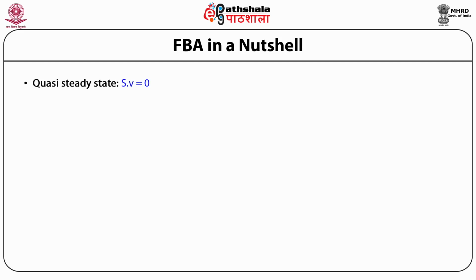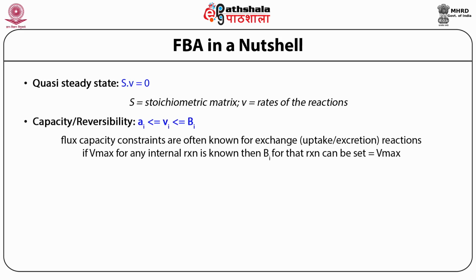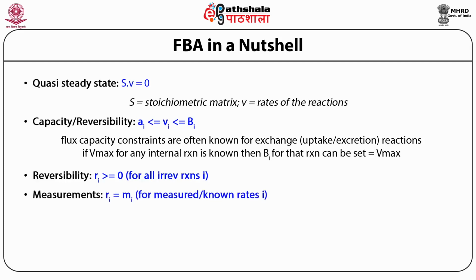Number one, this is a quasi-steady state. That means the matrix S is defined as the stoichiometric matrix and V is the rate of the reactions. Next, there is the capacity of reversibilities written here in this slide. So Vi, that is the rate of every reaction i, should be varied between a lower and a higher bound. Of course, some reversible or irreversible reactions can also be managed to fix. But irreversibility is assured if Vi is greater than or equal to zero. And we should have measurements or known rates as well to check it. And optimality is done by linear programming, as I said.